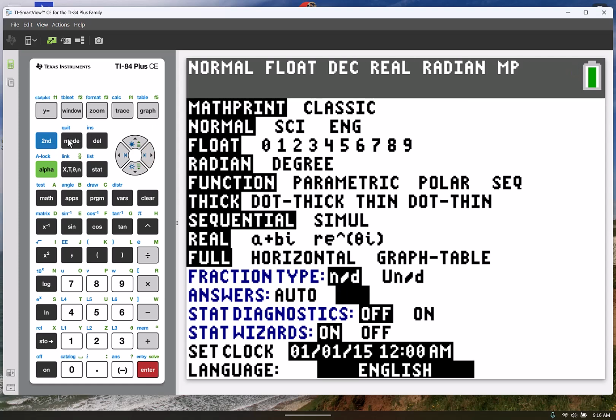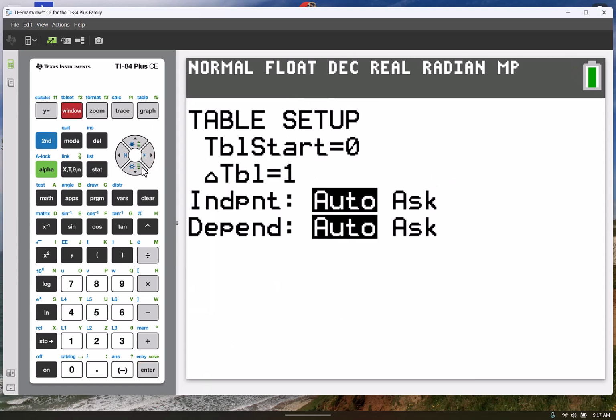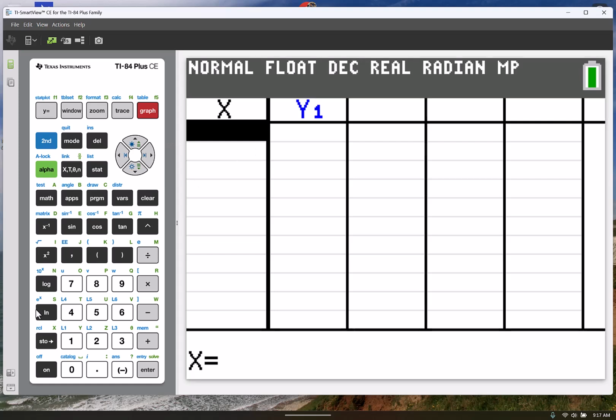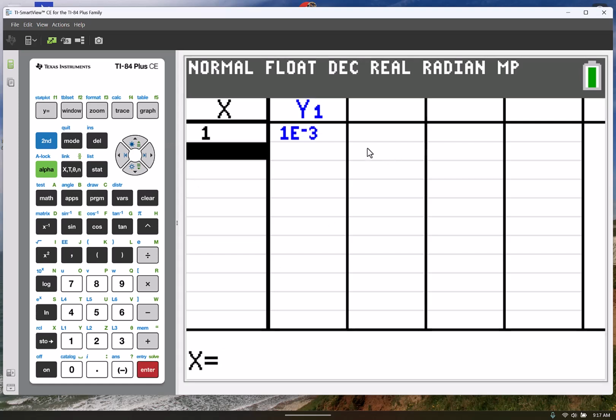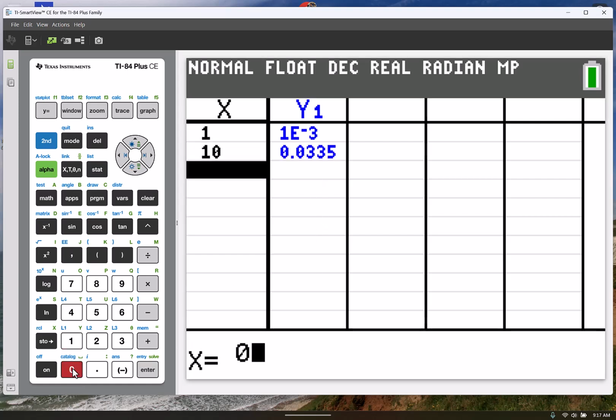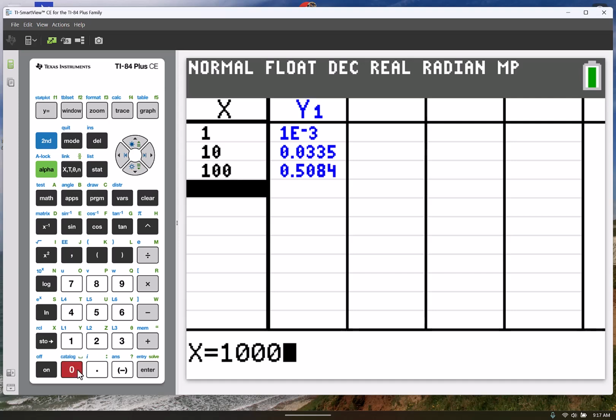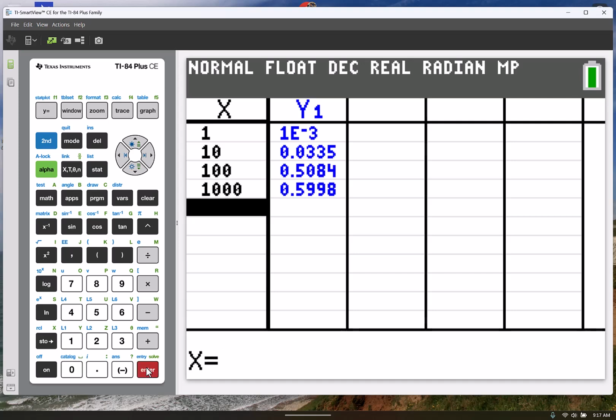So check it out. I'm going to go to second table set, and I'm going to go to independent. I'm going to put ask. I'm going to push enter. Look what happens. Remember that 3 over 5 is 0.6, right? I push 1. I get a really small number. I push 10. I get another number, 0.03. I push 100. 0.50. I put 1,000. 0.599. Put another. It says 0.6.